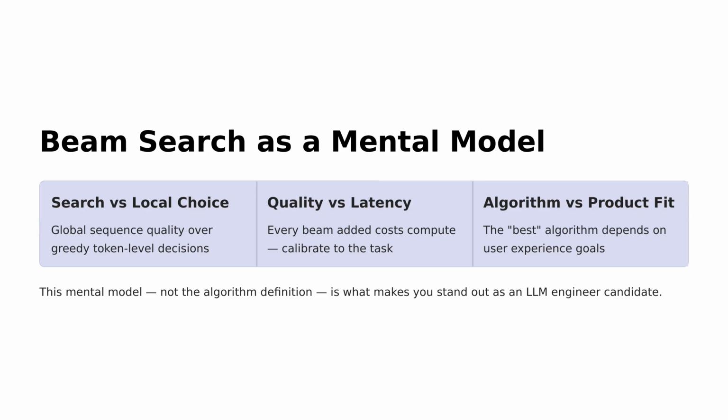Beam search is useful less as a formula to memorize and more as a mental model. Instead of making one greedy choice at each token, it keeps a few strong candidate paths and compares overall sequence quality. That introduces a trade-off. Wider beams usually improve results, but they also add latency and cost. So in practice, the right decoding strategy depends on the product experience you're trying to deliver, not just the algorithm on paper.